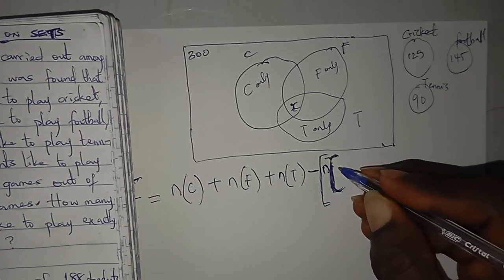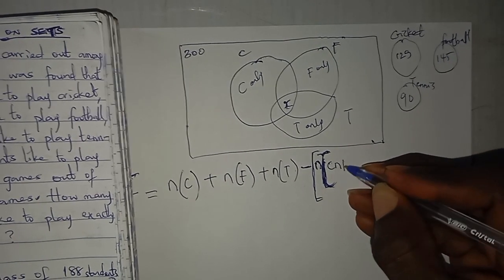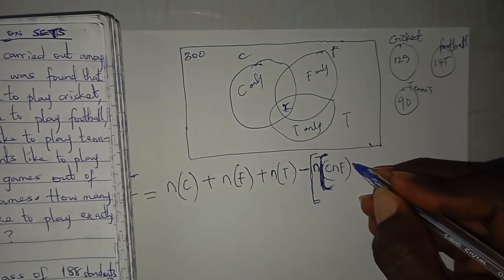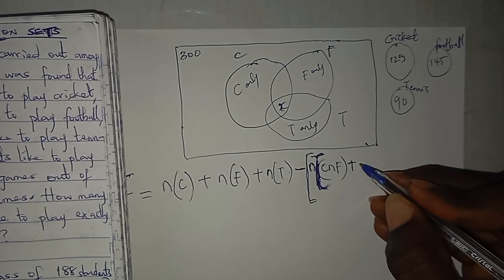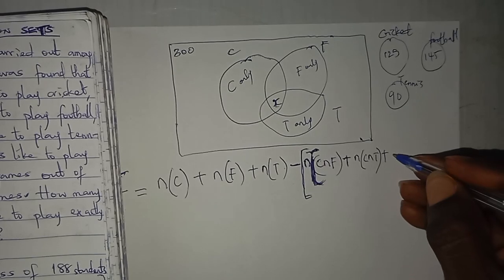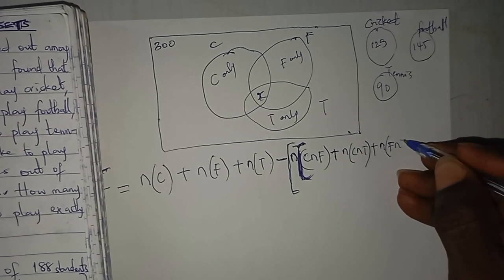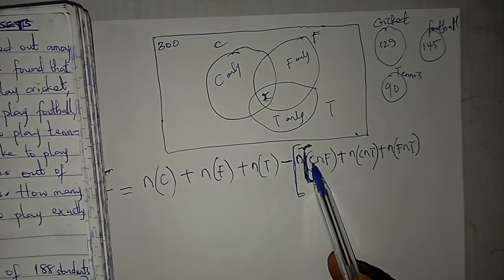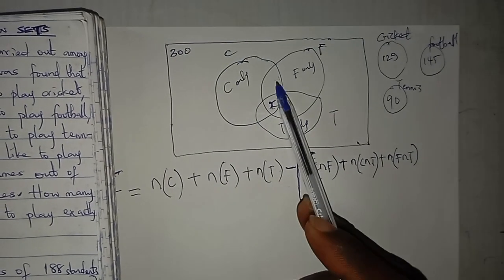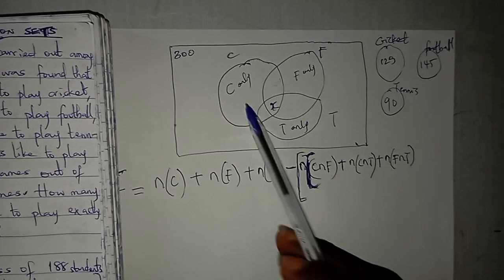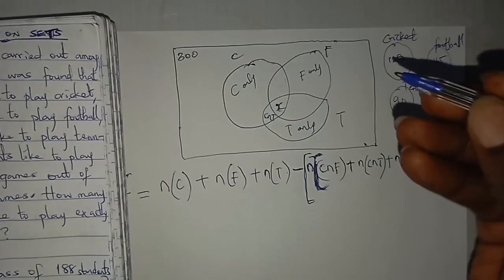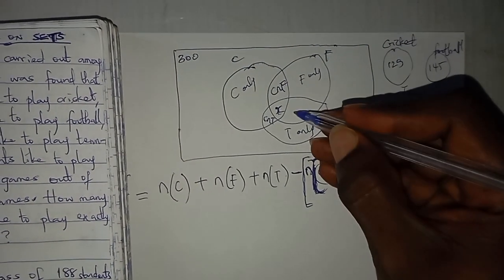the intersections. This is going to be C intersection F, plus N of C intersection T, plus N of F intersection T. That is C and F, C and T, then F and T. See it, C and F here, then C and T. That is this part, C and T, C and F, then F and T.